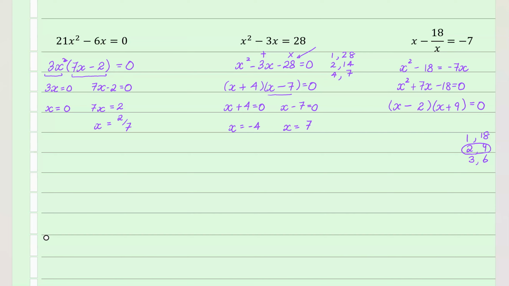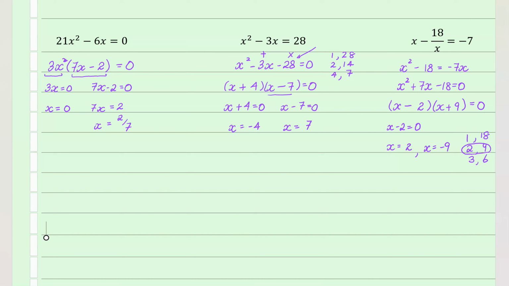Okay, remember we're making each bracket equal to 0. So we're making x take 2 equal to 0. And hopefully by now you're saying, why are you writing that? Can't you just go x equals 2? Yes, you can. And hopefully you can also say x equals minus 9.